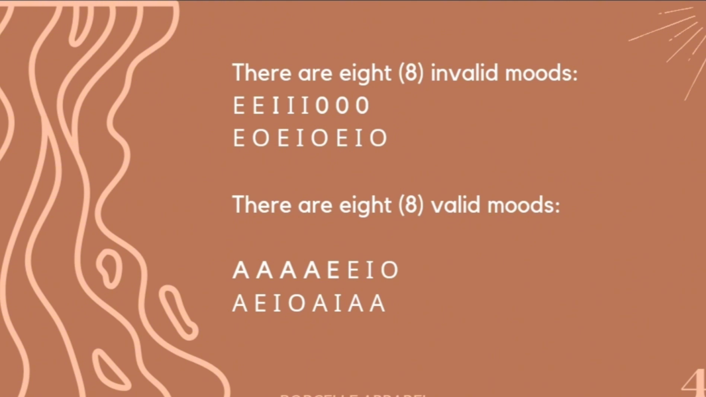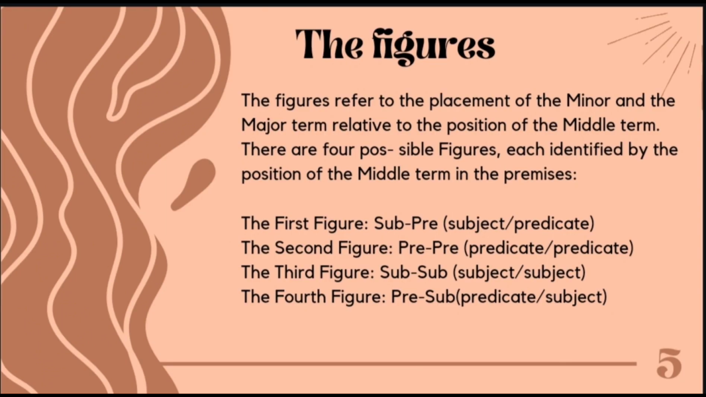In summary, the mood of a syllogism determines the type of propositions used in the major and minor premises and conclusion. And some moods are invalid due to contradictory conclusions. Understanding the valid moods is important for constructing sound arguments in syllogistic logic. The figures refer to the placement of the minor and the major relative to the position of the middle term.